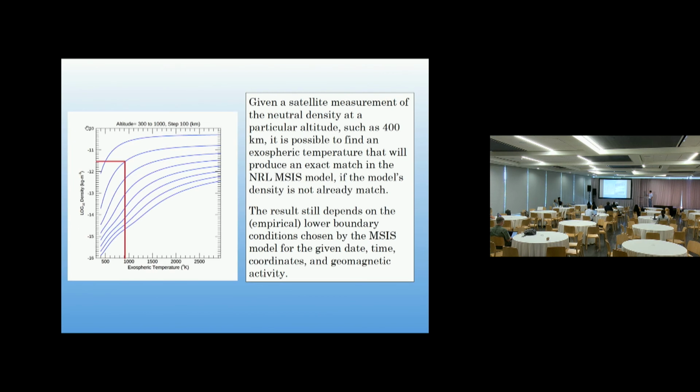Given a satellite measurement of neutral density, basically what we are doing is correcting or changing the exospheric temperature in EMSIS such that the density output from EMSIS best matches the density from either of the missions, CHAMP, GRACE, or SWARM. But the point to note is that the result still depends on the lower boundary that EMSIS uses, even though we are only modifying the exospheric temperature.